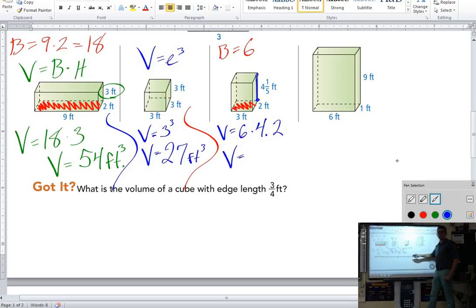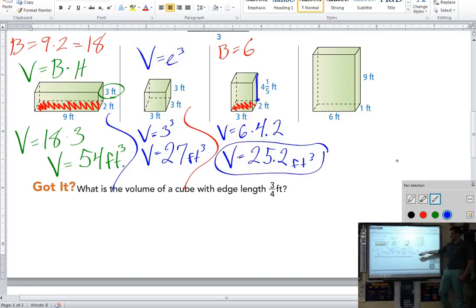24 plus another... 25.2. Yeah, 25.2. Because 6 times 4, then 6 times the 0.2. And this still is feet cubed. Guys, if you don't have labels, it's wrong. Really, if you don't have labels, it's wrong, because we don't know if you're talking about feet or feet squared or feet cubed or dogs, cats, pizzas, bananas. We don't know. You gotta have labels.